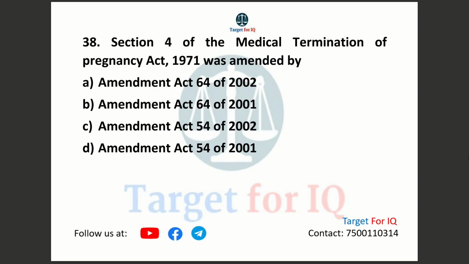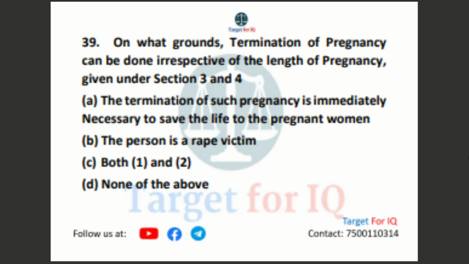Question number 38. Section 4 of Medical Termination of Pregnancy Act was amended by option A, Amendment Act 64 of 2002, B, Act 64 of 2001, C, Amendment Act 54 of 2002, D, Amendment Act 54 of 2001. So the correct answer to question number 38 is option A, that is Amendment Act 64 of 2002.